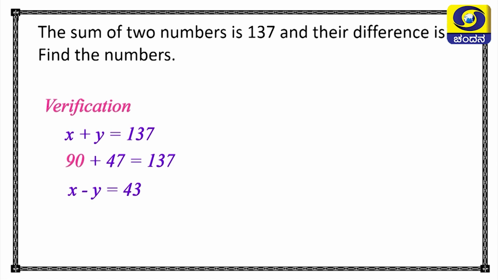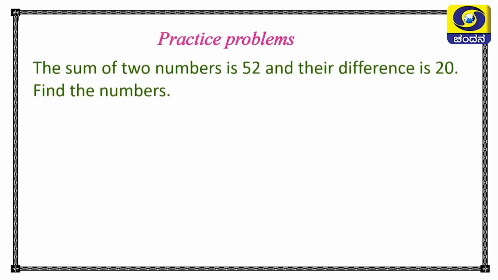Now substitute the value of x and substitute the value of y here, children. It becomes 90 minus 47 is equal to 43. Yes, 90 minus 47 is equal to 43. So second condition satisfied. Children, let's do some practice problems. Write down these problems and do it yourselves. Show it to your teacher, children.